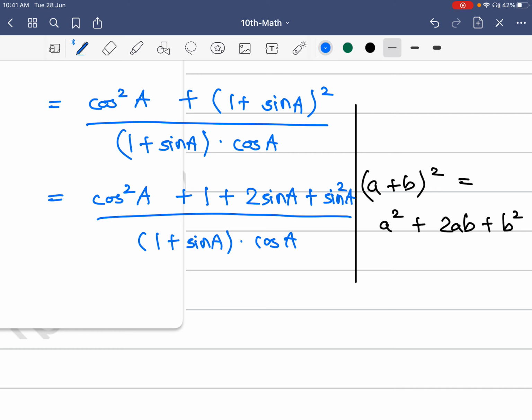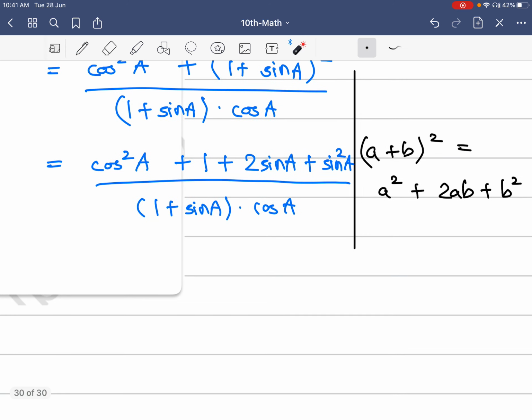And now as you can note down in the numerator, we have cos square A and we have sine square A, and we all know cos square A plus sine square A is equal to 1. So let's substitute that.